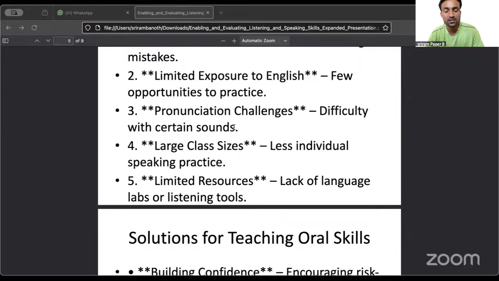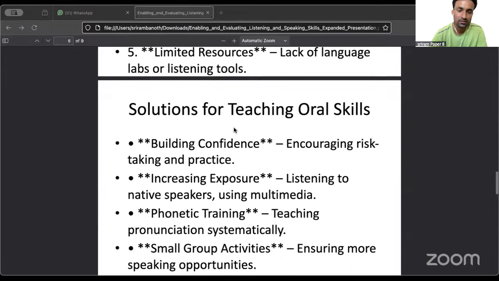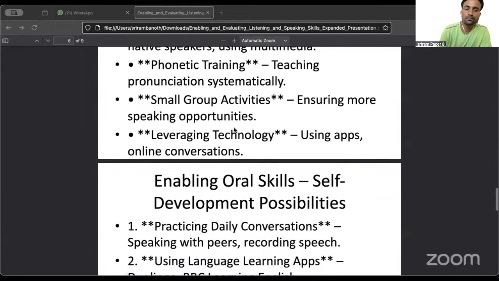Solutions for teaching oral skills: building confidence, encouraging risk taking and practice, increasing exposure, listening to native speakers using multimedia, phonetic training, teaching pronunciation systematically, small group activities, ensuring more speaking opportunities, leveraging technology, using apps, online conversations, enabling oral skills, okay.